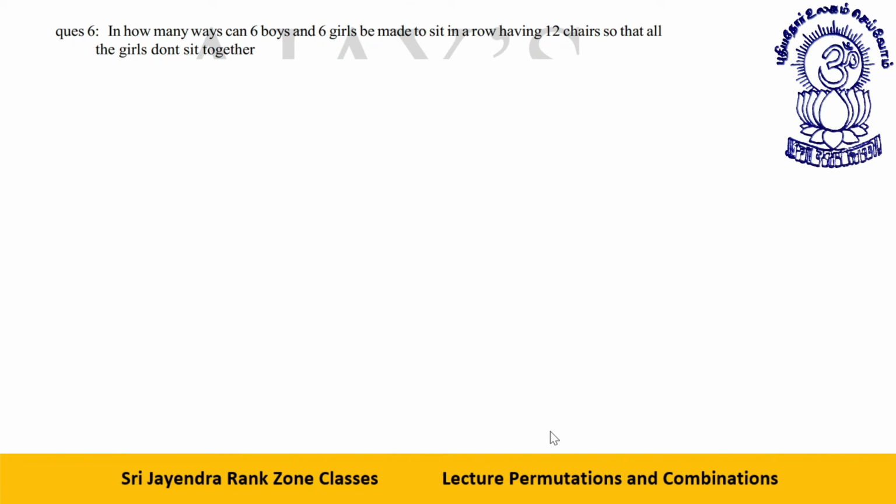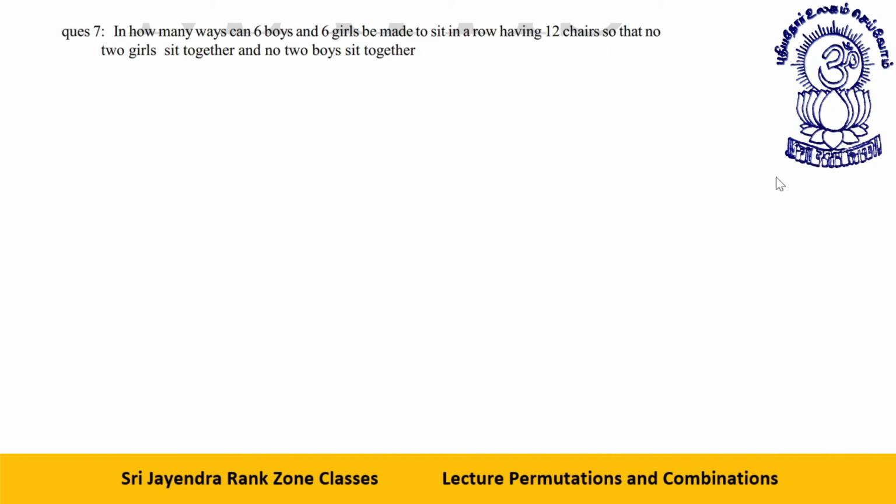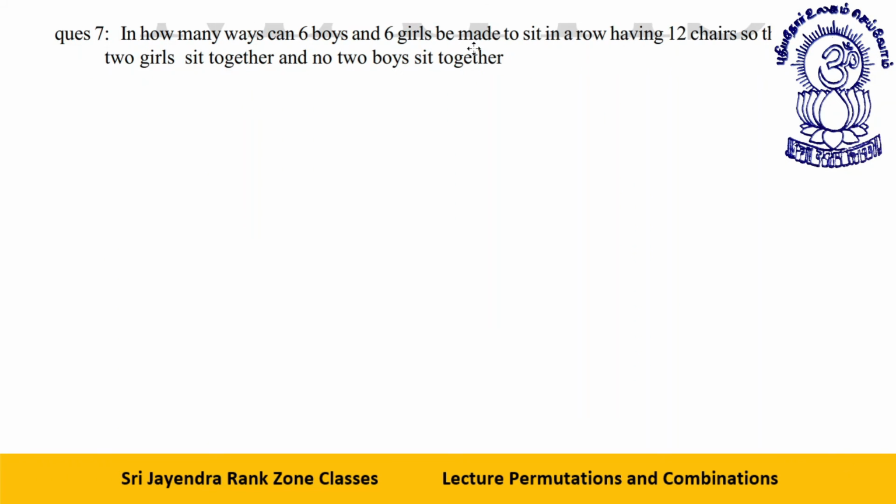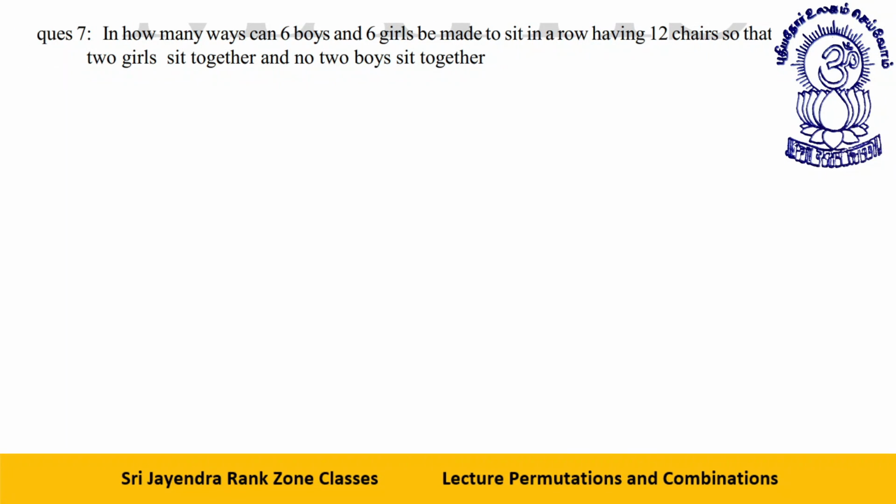Let's take the next one. This is a very good question, a conceptual question now. In how many ways can six boys and six girls be made to sit in a row having 12 chairs so that no two girls sit together and no two boys sit together? See, no two girls sit together, no two boys sit together. What do I do? I do it like this.